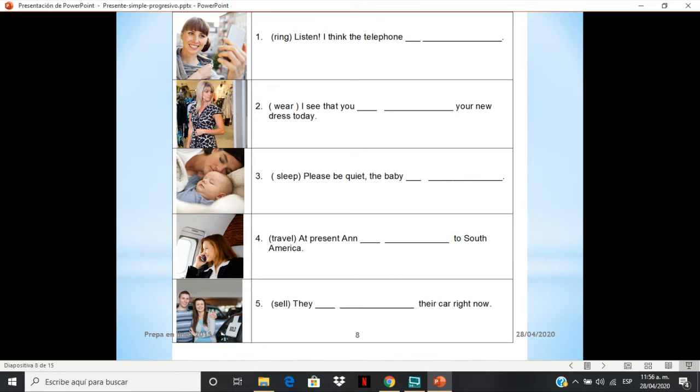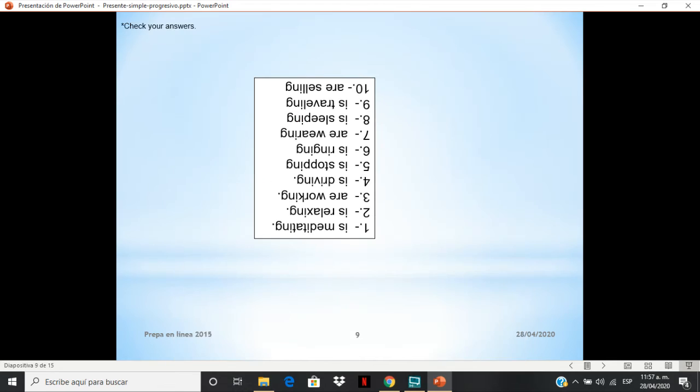So try to complete these sentences. You have the correct verb in the brackets, in parentheses, and try to do this first orally. First try to practice orally, and then try to do it in your notebook. Okay, then when you are ready, check your answers.